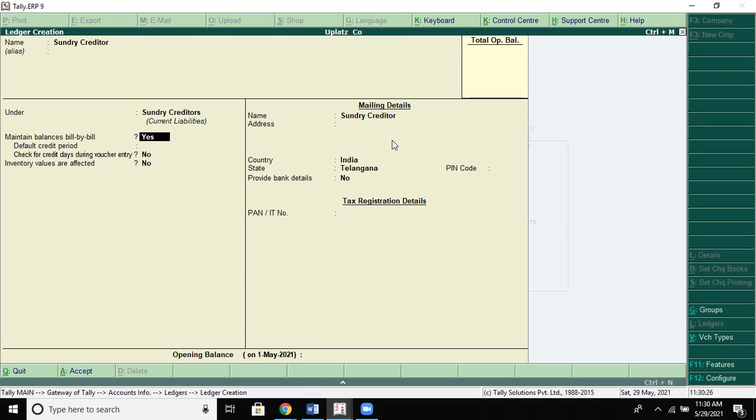Default credit period as of now not required. Check for credit date during voucher entry not required. Inventory values affected. Yes, usually your inventory values will be affected, right? Okay. Sundry creditor name. So let's say my sundry creditor name is PQR. Enter pin code, his property details. Enter.